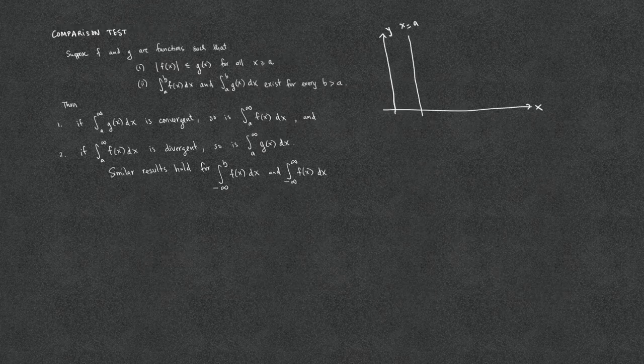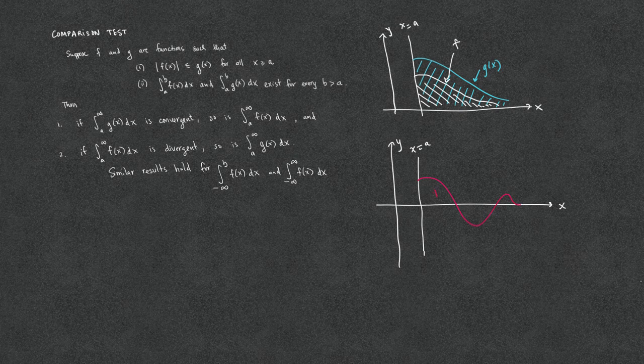We can see these results graphically. If the integral of the upper curve g of x is convergent, meaning the integral is a finite number, then the integral of the lower curve has to be finite as well, so it is also convergent. If the integral of the lower curve is divergent, meaning it is infinity, or the limit doesn't exist, or the result oscillates between two numbers, then the integral of the upper curve is also divergent.